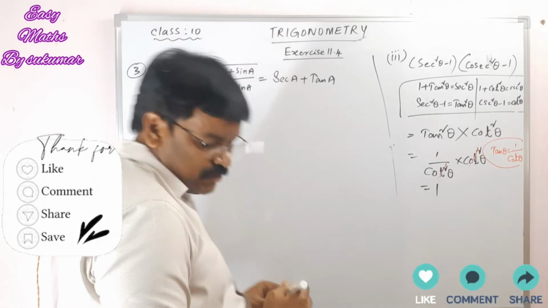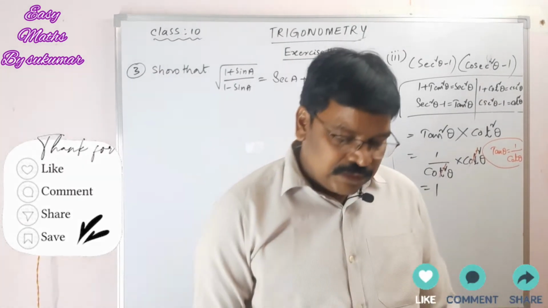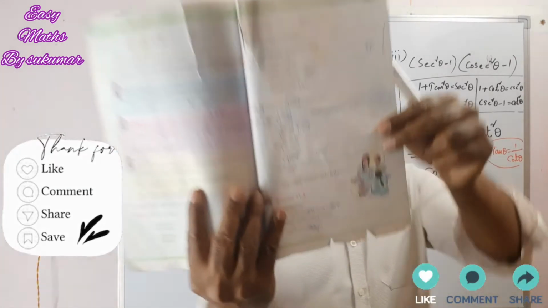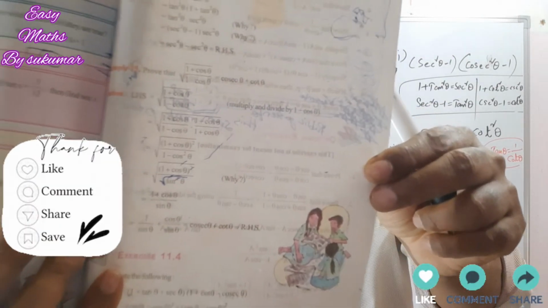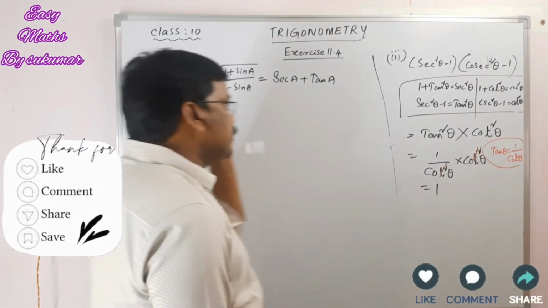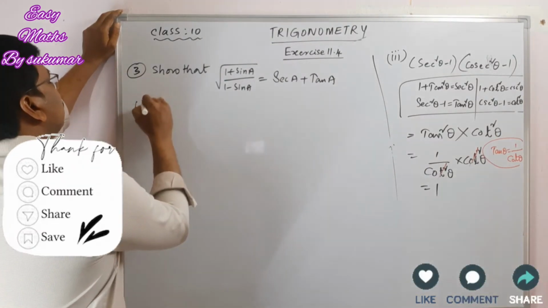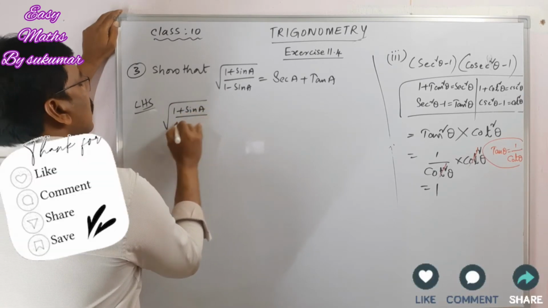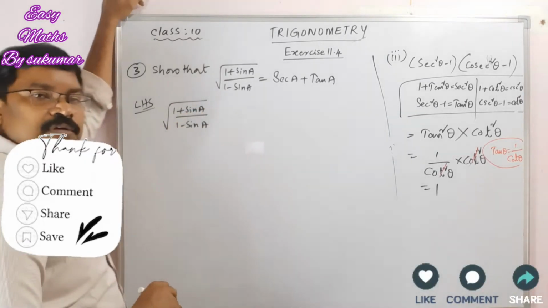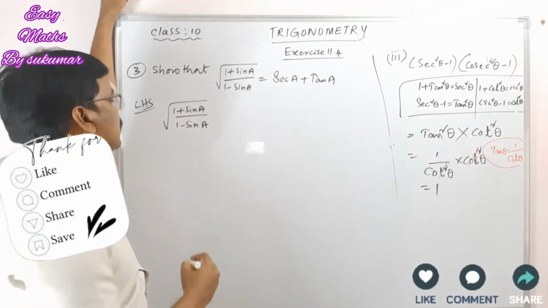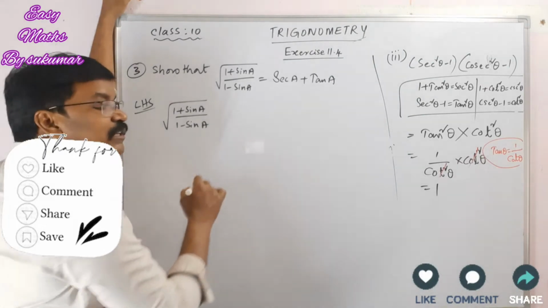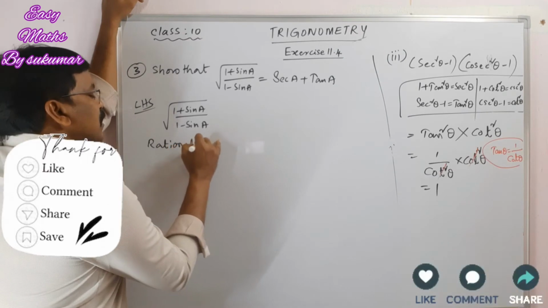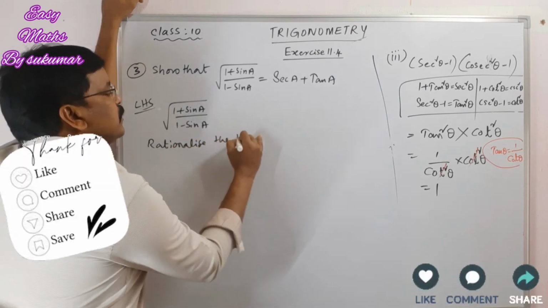It is very important, students, and similar sum is given in example also. That is example 15 for AP board students. See, my dear students, here take the LHS first. What is LHS? Root of 1 plus sin A by 1 minus sin A. This is LHS. Here, what is it in the denominator? 1 minus sin A. Just rationalize the denominator here.